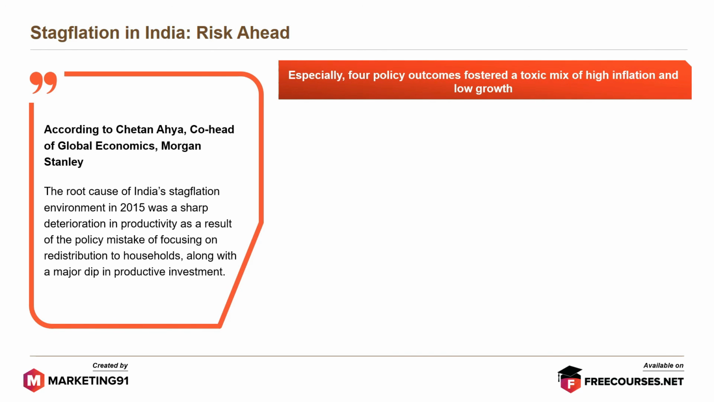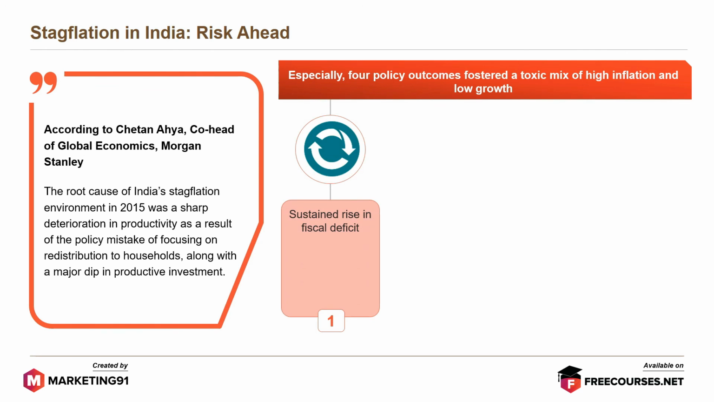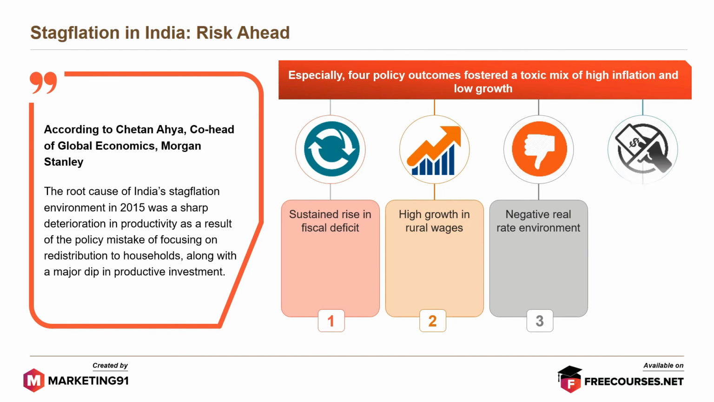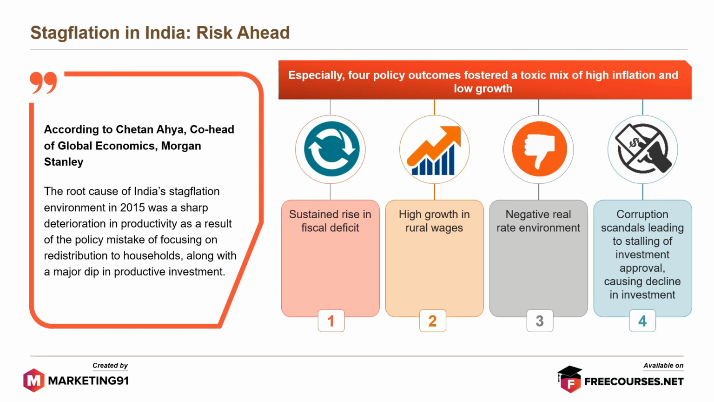Especially four policy outcomes fostered a toxic mix of high inflation and low growth: sustained rise in fiscal deficit, high growth in rural wages, negative real rate environment, and corruption scandals leading to stalling of investment approval, causing decline in investment.